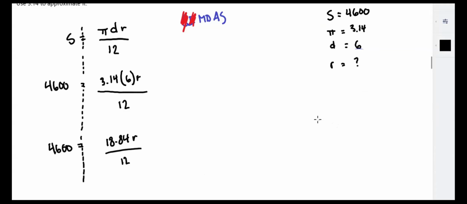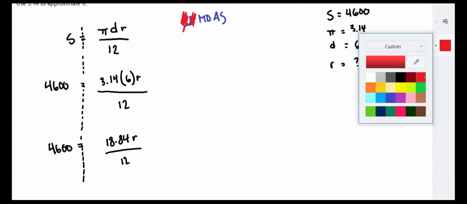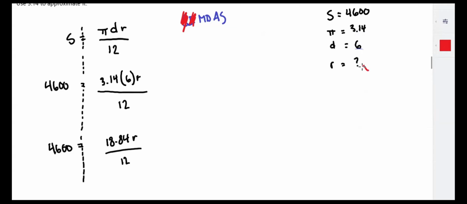Okay. Keep going with my order of operations here. As far as multiplication goes, 18.84 and R are being multiplied, but I don't know R, so I really can't actually do the multiplication. That's it for the multiplication that I can possibly do. Next up is division. I do have division here. 18.84 is being divided by 12.